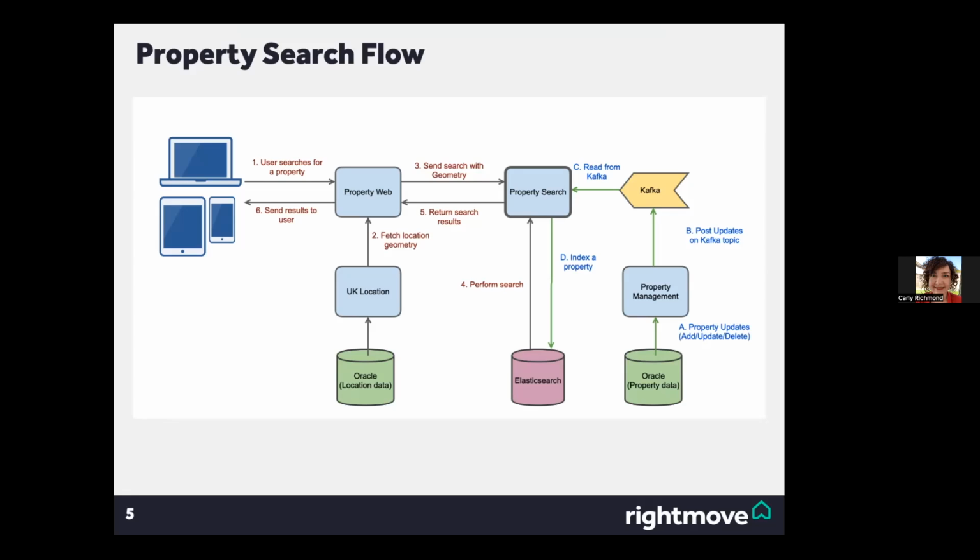So the user enters the location and all the search criteria. They come into property web. Now, property web needs to identify the exact geometry of the location, because if you just say, hey, give me the properties at Tottenham Court Road, Elastic is not going to understand that, right? So you need the exact geometry so that we can make the geo search. And that's where it calls the service called UK location.